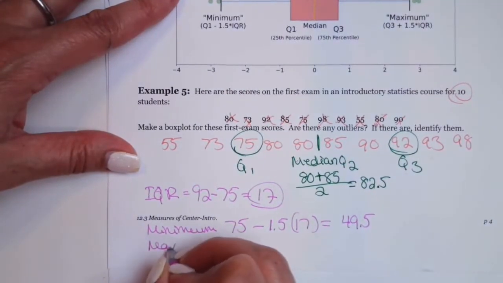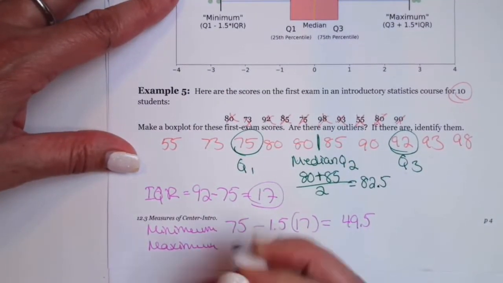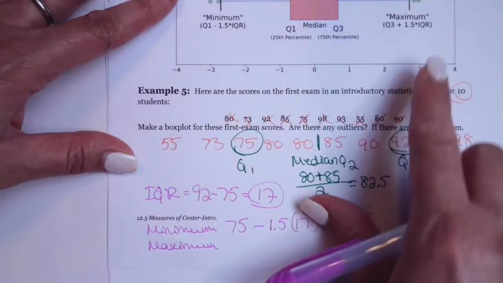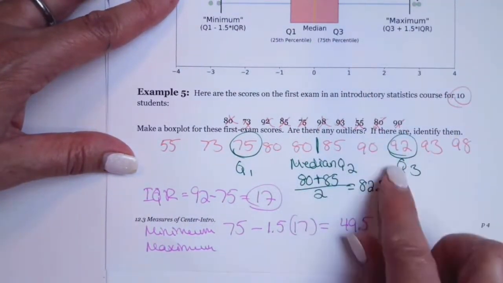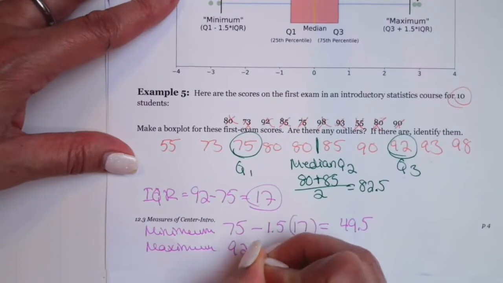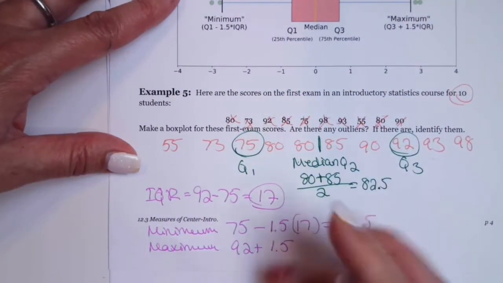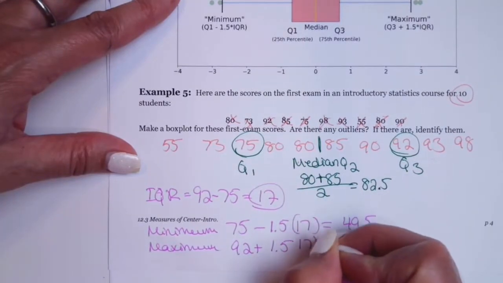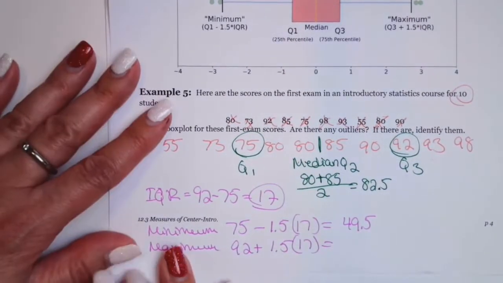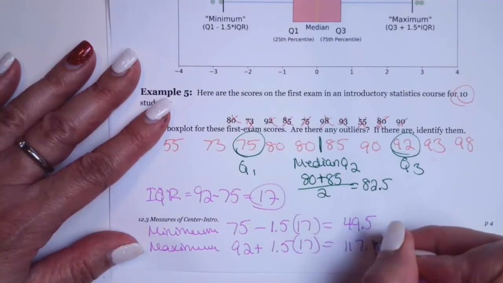Our maximum is Q3, which is 92, plus 1.5 times the IQR, which is 17. And this becomes 117.5.